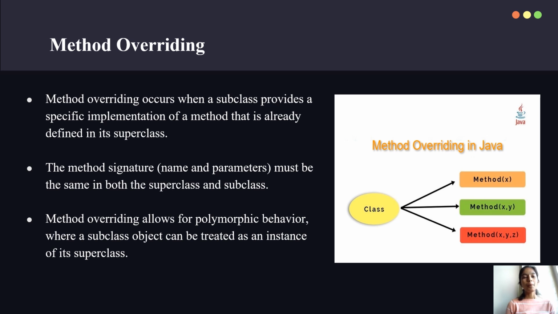Method overriding. Method overriding occurs when a subclass provides a specific implementation of a method that is already defined in its superclass. The method signature, name and parameters must be the same in both the superclass and subclass. Method overriding allows for polymorphic behavior where a subclass object can be treated as an instance of its superclass.